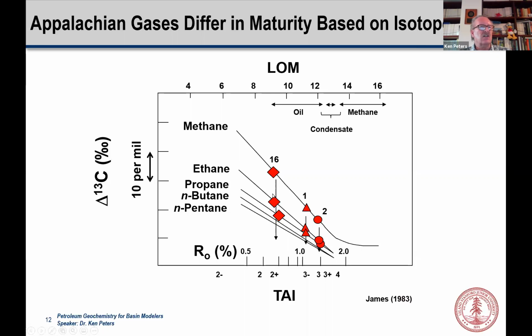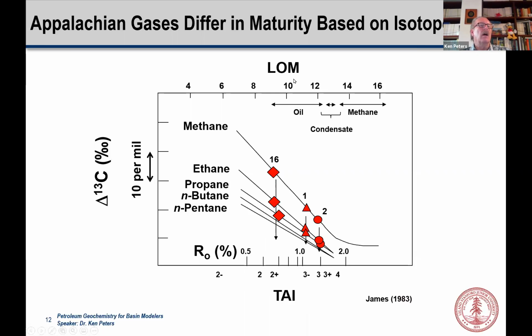So the C6, the sample number 16, is clearly less mature than sample number 1. And sample number 2 looks like it's the most mature. These are sort of Rayleigh distillation. You can calculate these. These are Rayleigh distillation, basically fractionations in the gas carbon numbers. As you get more and more mature, the gases start to look isotopically very similar, and they converge on each other here. Down below, we have the thermal alteration index as well.